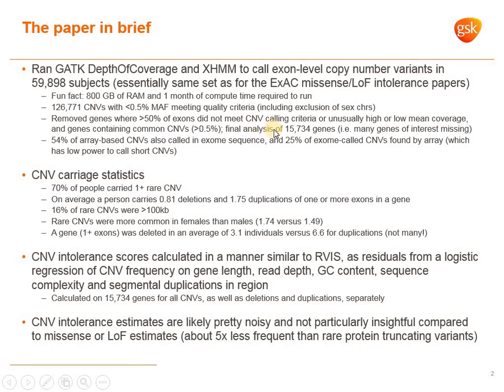And when they talk about copy number variants in genes, it could be one or more exons that are affected by that. So that gets a little bit ambiguous when you look at their summaries. And 54% of array-based copy number variants were also called by the exome sequence.